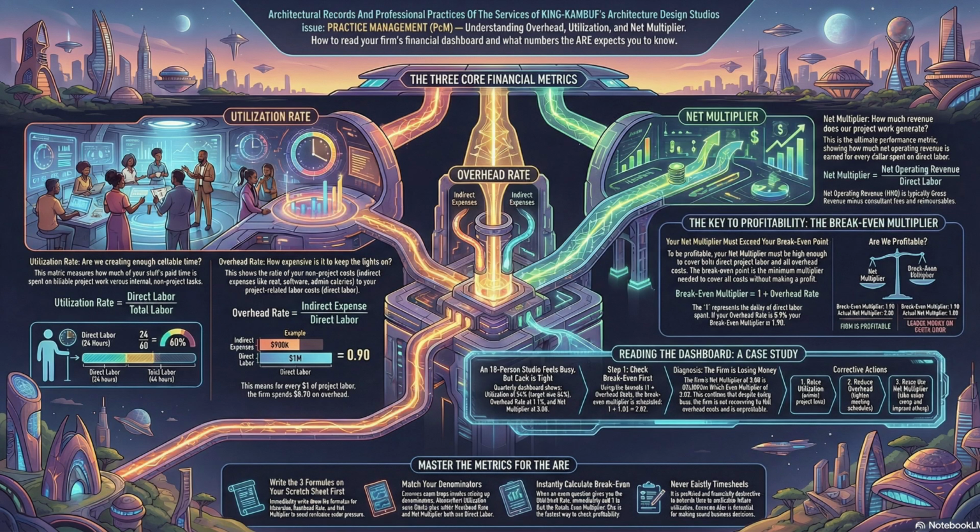It means that for every single dollar the firm spends on project staff, it spends an additional 90 cents on the necessary support structure just to keep the lights on. Which means the overhead multiplier is 1 plus 0.90, or 1.90. And that 1.9, that's the cost recovery multiplier. This number reveals a fundamental truth about the business.